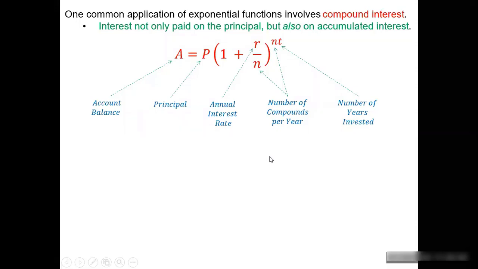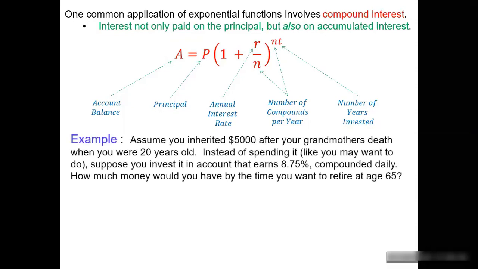So now that we have this formula and we understand what each variable stands for, let's look at an example or an application of this. So let's just assume that unfortunately after your grandmother's death, you inherited $5,000 from her when you were 20 years old. Now, instead of spending it like you may want to do, I'm going to show you why it might be a better choice for you to invest that money.